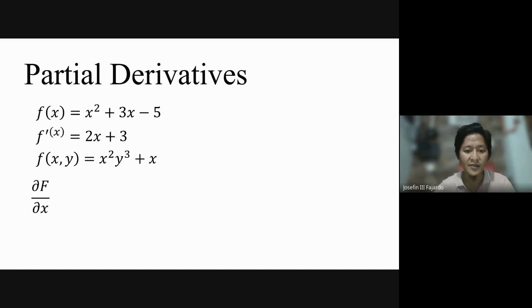So when you see this, it means that you are getting the partial derivative with respect to your variable x. In that case, you will treat all other variables as constant. Okay po ba yun?